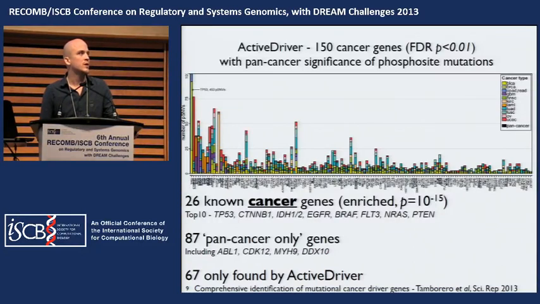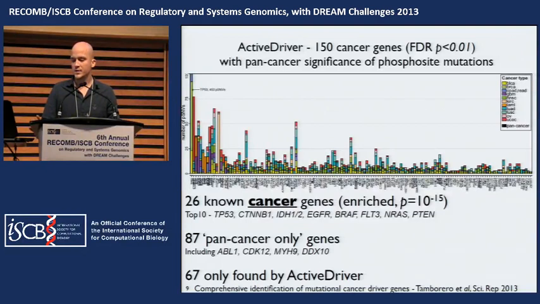We found 150 cancer genes where those mutations are significant in terms of signaling. And there are 26 highly recognized and well-known cancer genes in this list. This is a statistical enrichment, which confirms that we find the signal that we want to find.